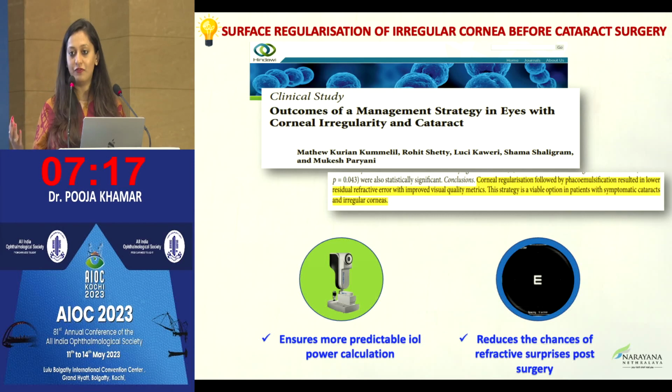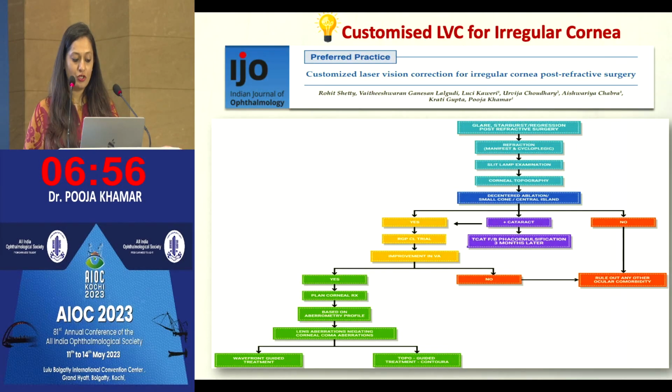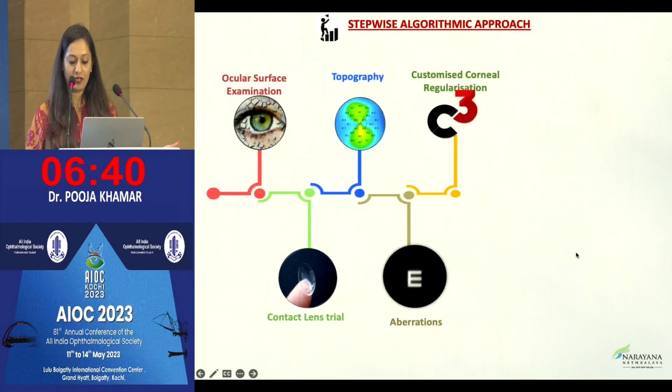And if you do a corneal regularization after that, you can again have a refractive surprise. So it's always ideal to do a surface regularization first and then do a cataract surgery, because whatever refractive error is induced by the regularization, you can compensate for with your IOL power or IOL biometry during the cataract surgery. This is the nomogram we follow. This is a published work where we have made a simple nomogram of how you can proceed in your clinic, whether to go straight to cataract surgery or to do a corneal regularization first and then proceed with the cataract surgery.